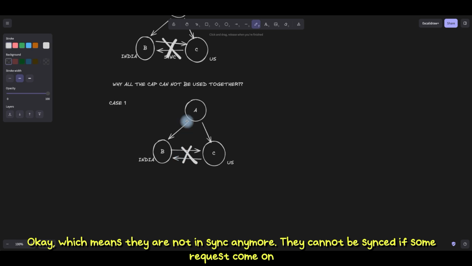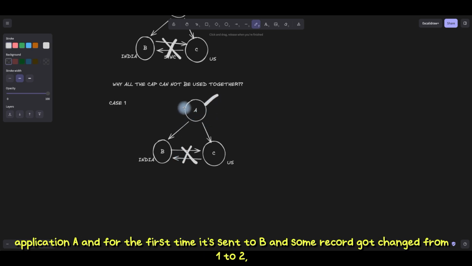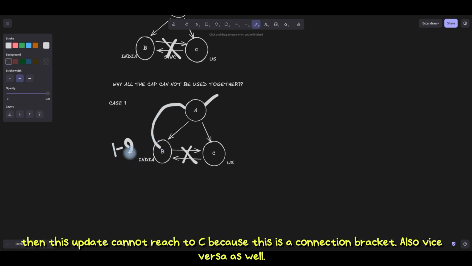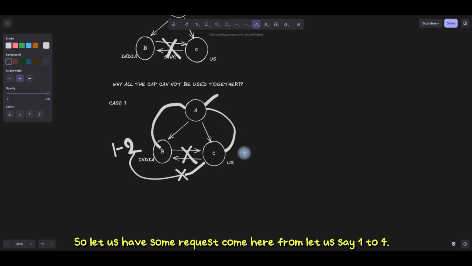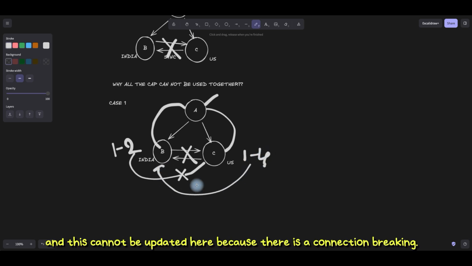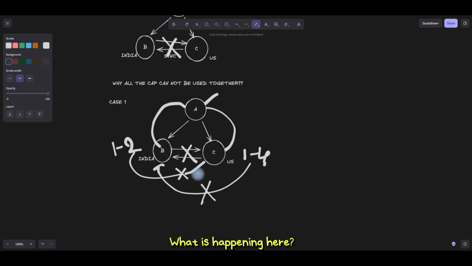They cannot be synced. If some request comes on application A, and for the first time it's sent to B, and some record gets changed from 1 to 2, then this update cannot reach C because there is a connection breakage. Also, vice versa. Let's say some requests come here, from 1 to 4, and this cannot be updated here because there is a connection breakage. But what is happening here?